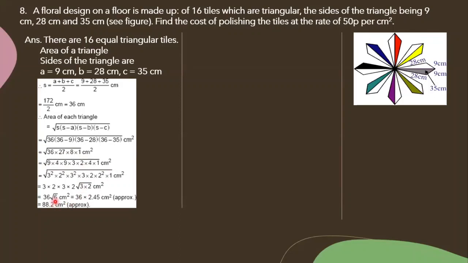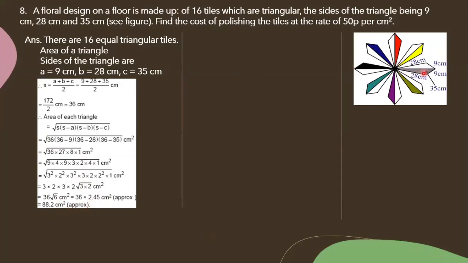Am I clear, children? Yes, ma'am. Am I audible to everyone? 3 and 2 don't have any pair. So that will remain, 36 root 6 centimeter square. Then the root 6 value we need to find out by using the long division method. If you multiply, we'll get the value of that particular one small tile.